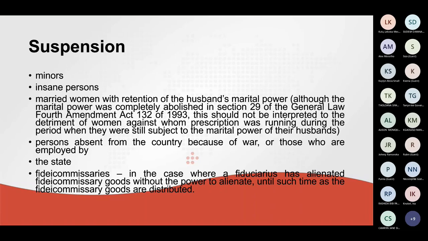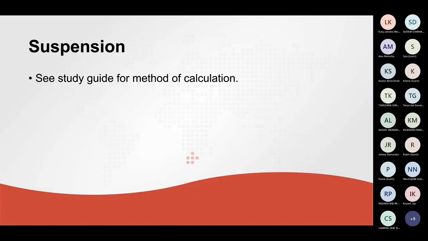So these categories are, for example, minors, insane persons, married women with retention of the husband's marital power, persons absent from the country because of war, or those who are employed by the state, and then also fideicommissaries. To determine suspension, please see your study guide for the method of calculation.